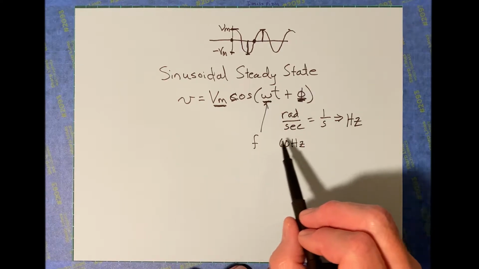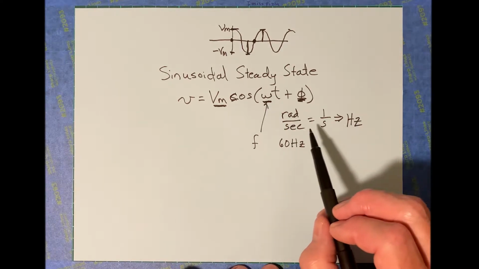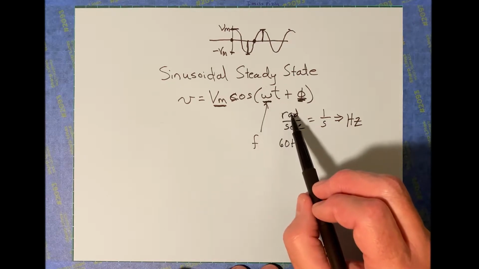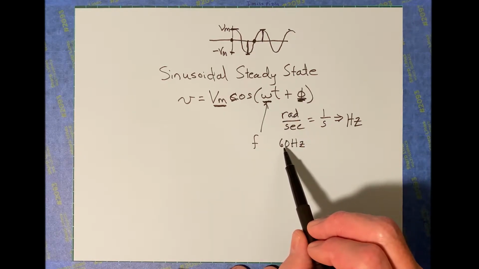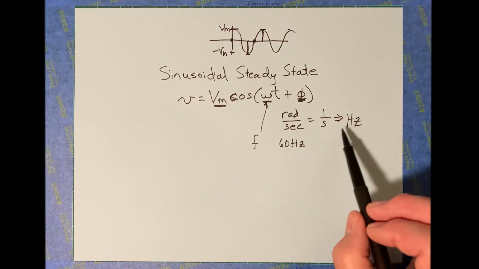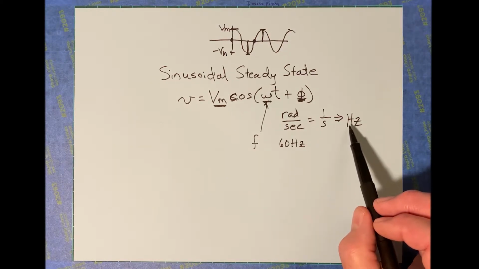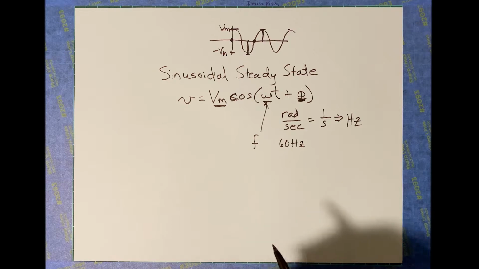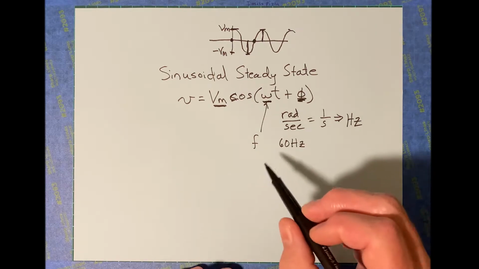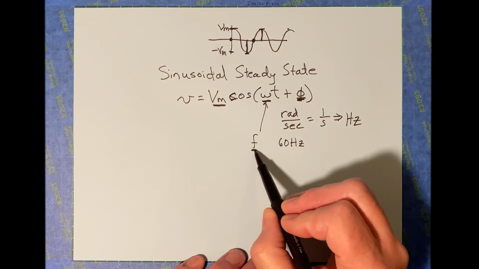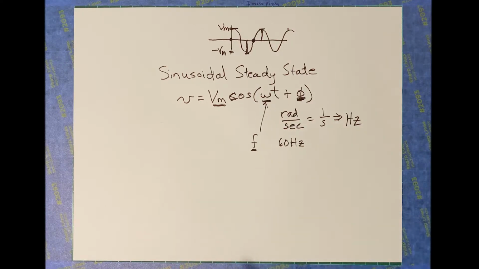Now, the difference is subtle because omega is radians per second, and this is just cycles per second, but they both have the same unit. They both have hertz. So you're going to have to rely upon the context of the discussion to know if you're talking about f frequency or omega angular frequency.